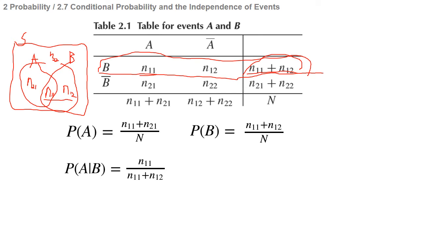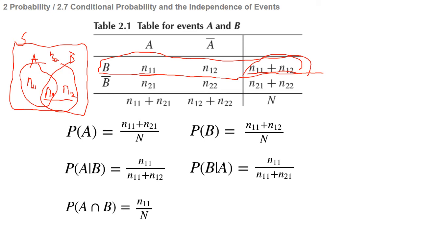But by definition, probability of A given B is probability of A intersection B divided by probability of B. So let's look at probability of A intersection B, which is n11 over N. So probability of A given B is this thing divided by this thing, which results in n11 divided by n11 plus n12. Okay, and try to calculate probability of B given A by yourself.